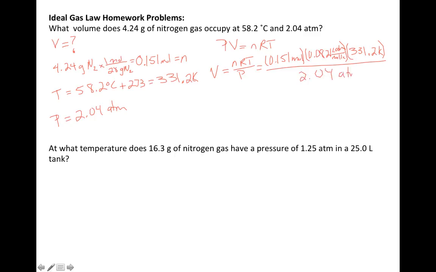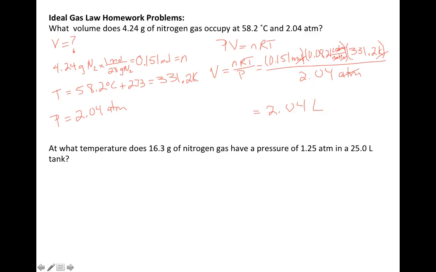All of that is going to get multiplied together and divided by the 2.04 atmospheres. And when you do that, moles are going to cancel, kelvins are going to cancel, atmospheres will cancel, and that leaves you with liters. And we end up with 2.04 liters. Does that make sense? A small amount of moles, pretty low atmosphere, and that's a low volume. Temperature is fairly high. So that looks good, and that's that.